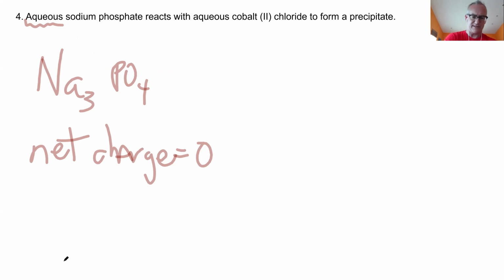And then what's its state again? What physical state is it? What's the physical state of my sodium phosphate? AQ, right. It says aqueous right there. So we know it's not a liquid, not a solid. It's in solution. Now, cobalt chloride. What's the formula for cobalt chloride?